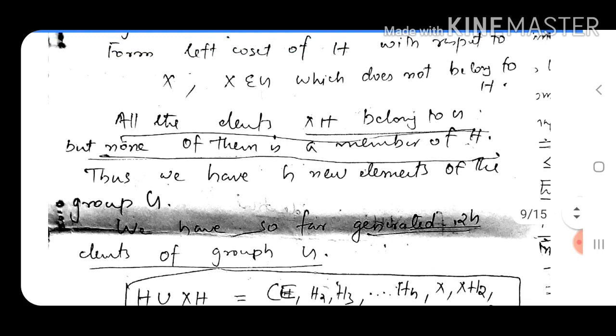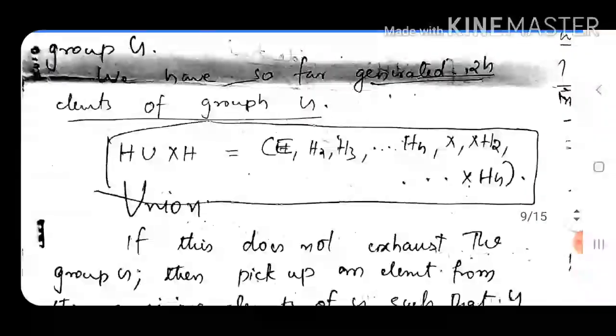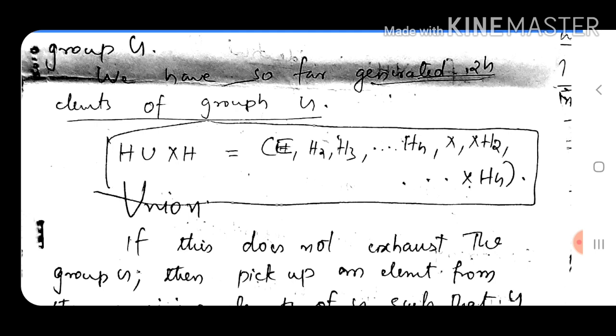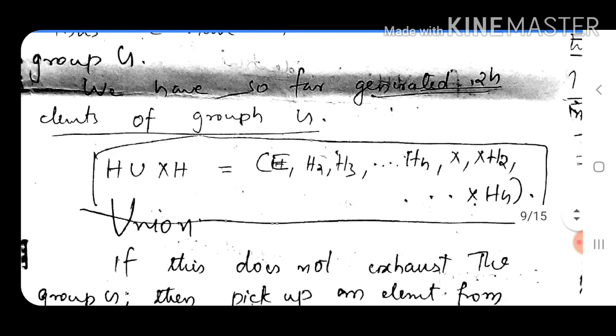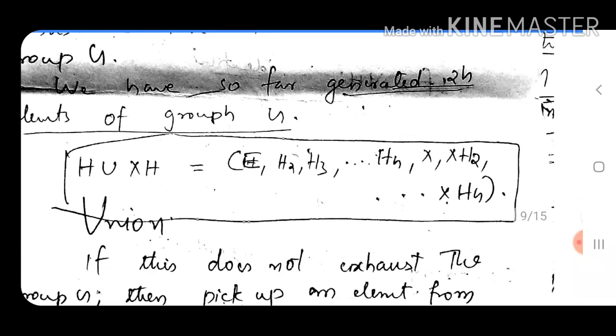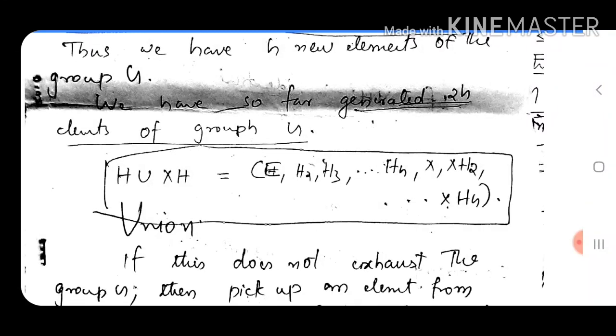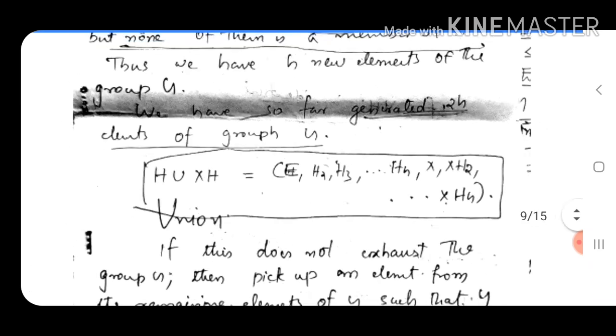So if we take H union XH, where H is the subgroup and XH is the coset formed by multiplying H with X, an element taken from group G which is not a member of the subgroup, you will get two small h elements: E, H2, H3, Hh, X, XH2, XHh. That way we will get 2h number of elements.